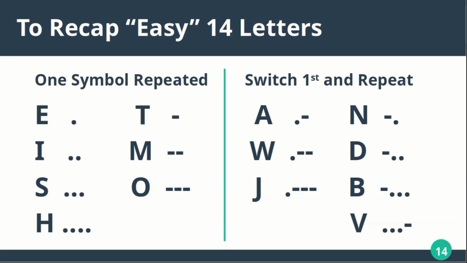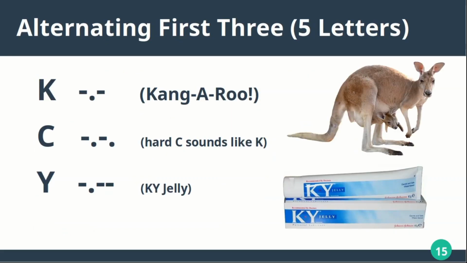So now we move on to the next 12. The next group I learned was KCY, and to me, it just alternates the first 3, starting with a dash, dot, dash, and the C and Y are just extensions of K. If you look at kangaroo, it has the syllables kan-ga-roo, dash dot dash. That reminds me of kangaroo. Once I got that letter down pat, to make it a C, you just add another dot.